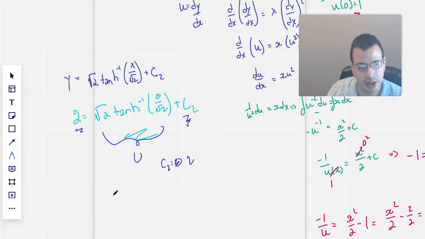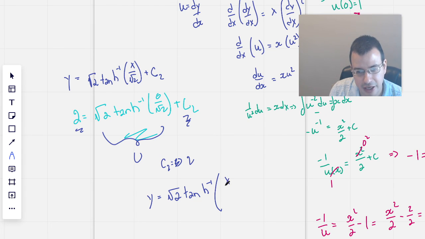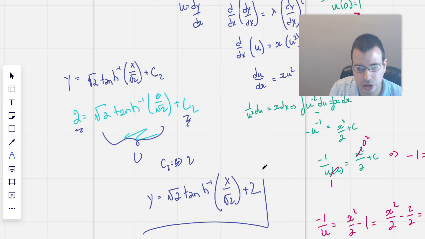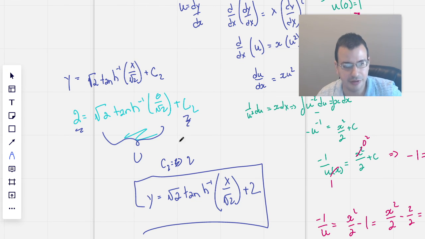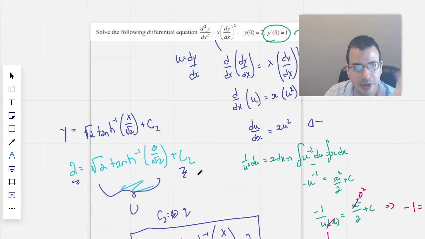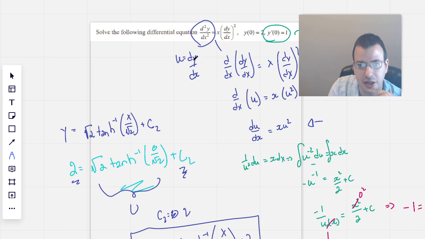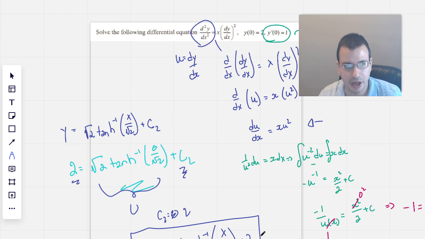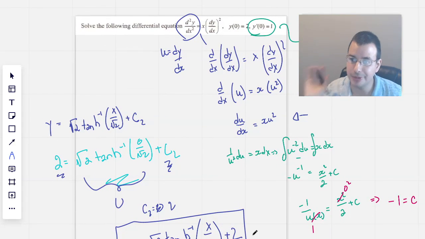Good catch. All right, so now our final answer is going to be y equals square root of 2 arc hyperbolic tangent of x over square root of 2 plus 2. So kind of an involved problem, but I thought it was pretty interesting because we are solving a second order differential equation, but we're basically using a technique that's similar to first order differential equations. So hope that helped. See you next time.